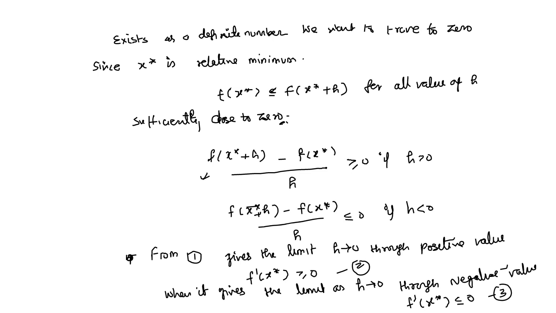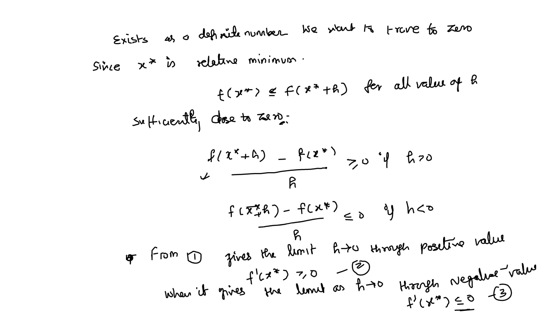So there is only one way. That means first, for positive values, f dash x star is greater than or equal to 0. Second, for negative values, f dash x star is less than or equal to 0. So the only way which satisfies both equations, equation 2 and 3, is f dash x star equal to 0. The statement was that if the derivative exists at finite x equal to x star, then f dash x star equal to 0. So when we satisfy equations 2 and 3, we conclude that f dash x star equals 0.